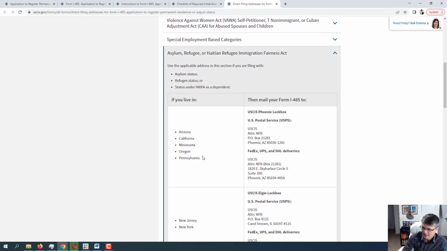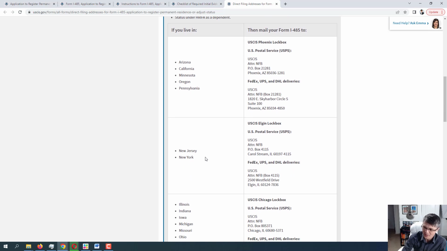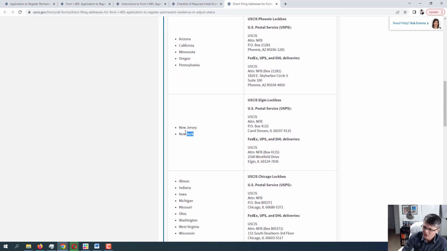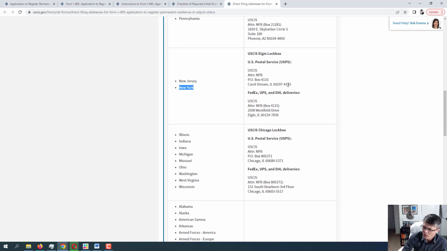And let's see, yes, so it depends on which state you're in. Now, we didn't say, but our John Doe lives in New York. There you go, New York. So if he's using the US Postal Service, which is USPS, which is what I recommend filing with, he will be sending this to the PO Box. If he wants to send with FedEx, UPS, or DHL, he will be sending it here, not to the PO Box.